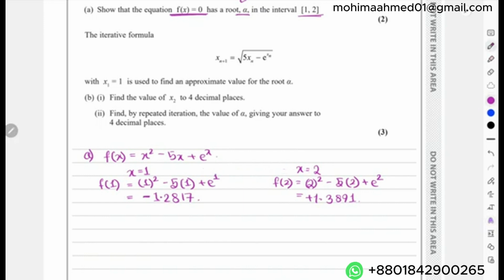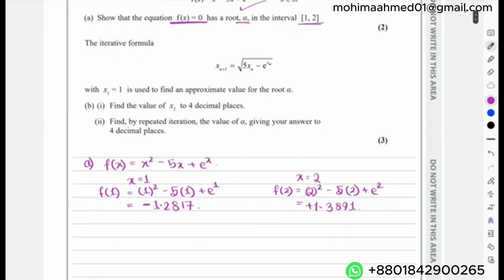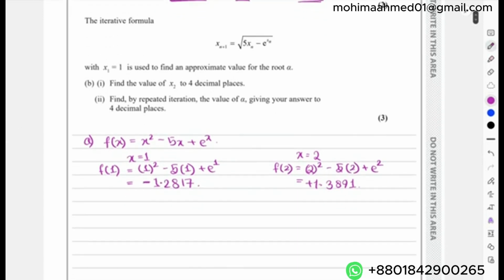So we do not need to explain anything more for this part. That is enough for it. Or you can just state that as the sign changes from negative to positive, there must be a point where the remainder is 0, stating a must lie in between 1 and 2. If you want, you can just write the statement also, that's totally fine.